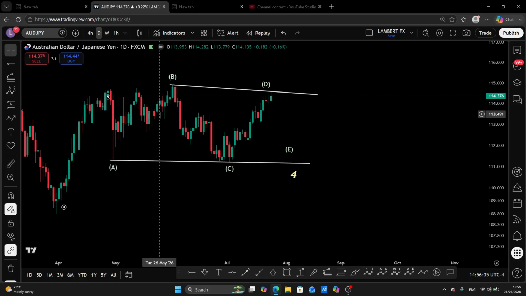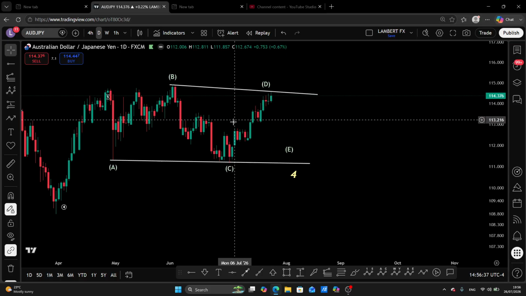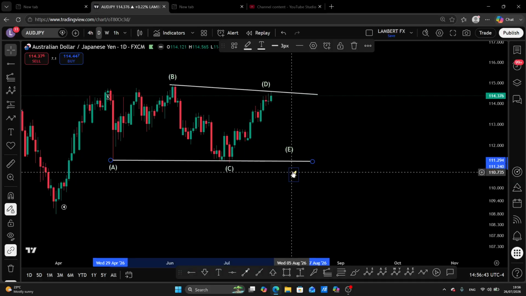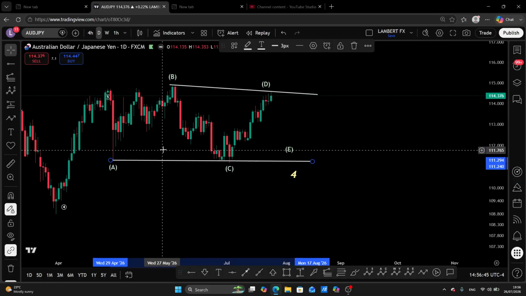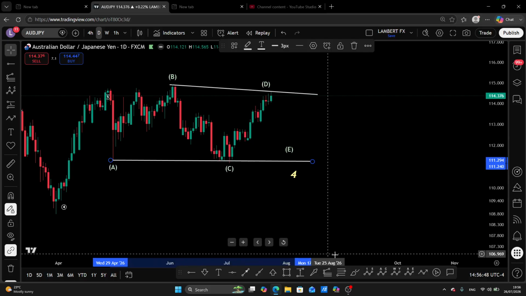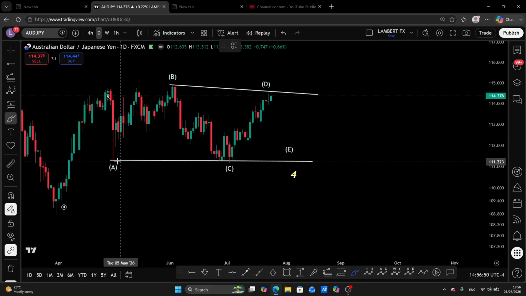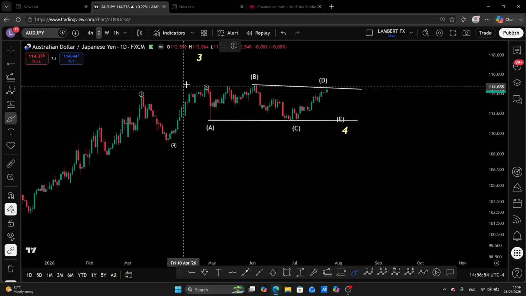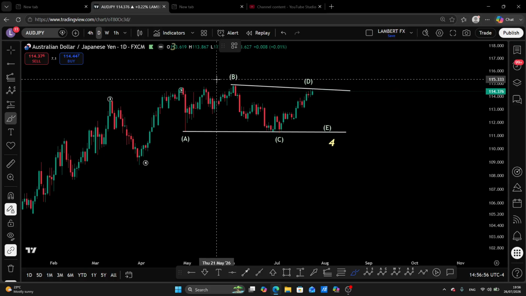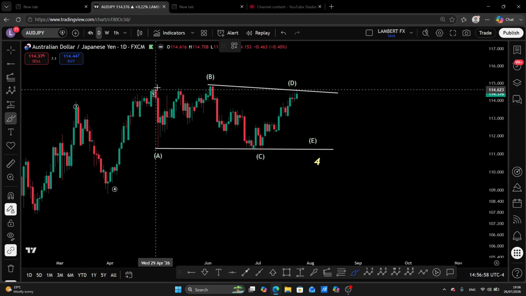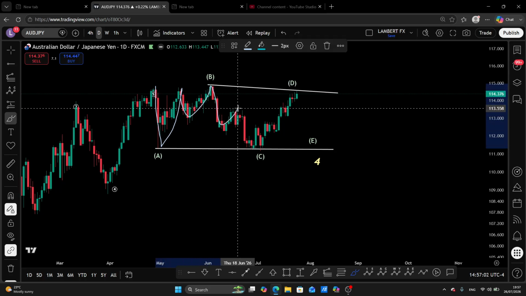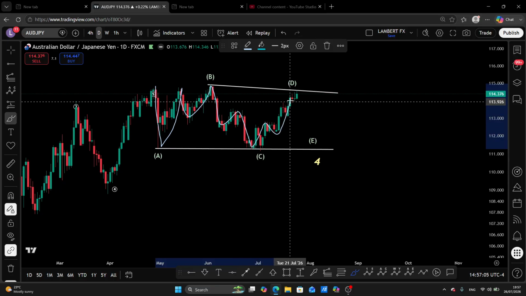So this here is a triangle for our fourth leg here. Yeah. Again, it's not confirmed. We're not sure, but what we can see is, after we confirmed our 3 here, then we had this corrective pattern here. Yeah, this three legs down and up.